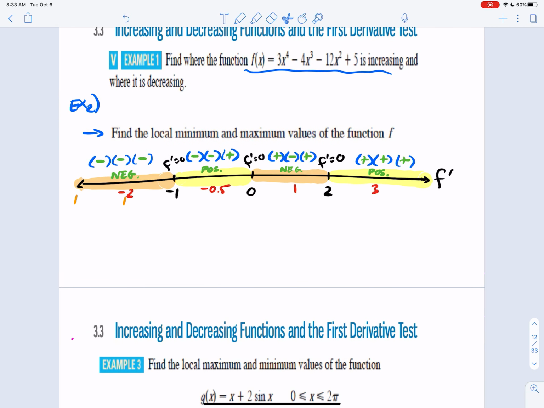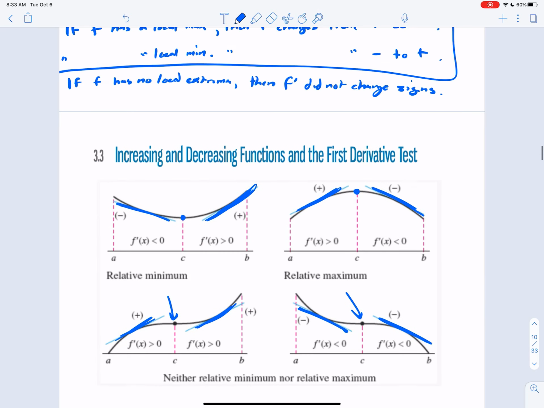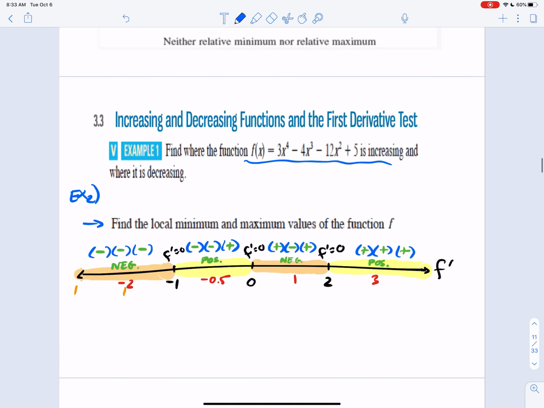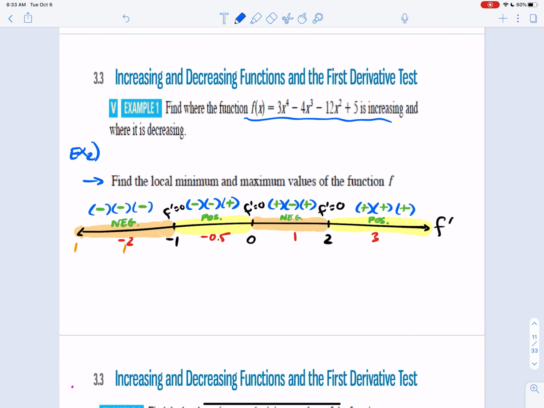Okay, so here's our sine chart that you got from that example there in part B. So do we have any local extremas? Remember, we know that there's a local extrema if the derivative changes signs. So did the derivative change signs? Heck yeah, it did, right? In a lot of places.